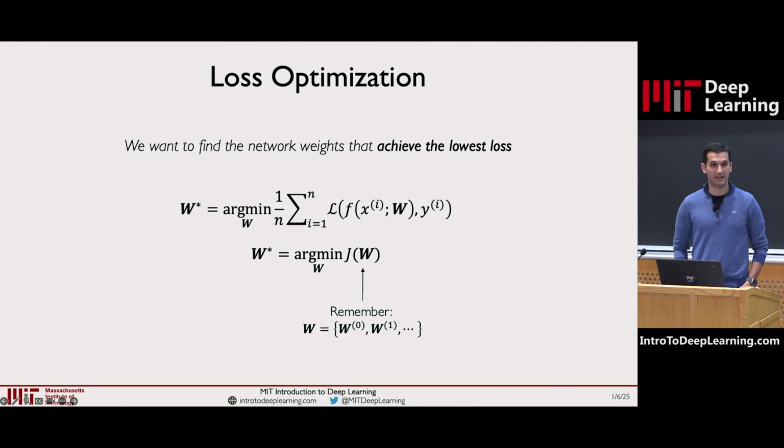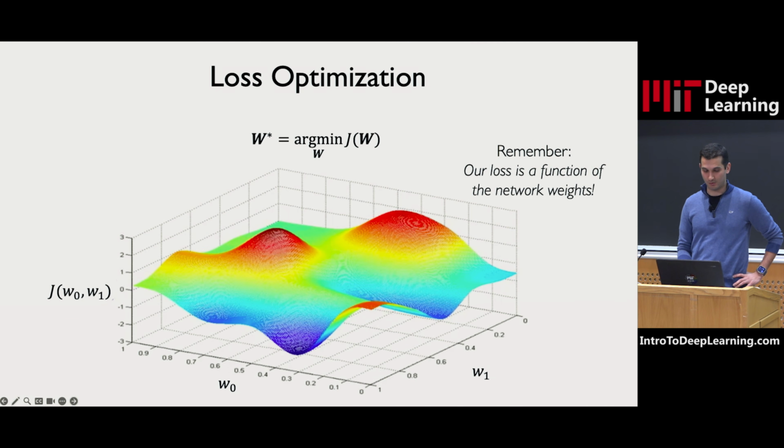Now, remember that W, weights, is just going to be a collection of all of the weights in our entire model. So it's the weights from every single layer in our network. We're just going to combine those into one piece. And those are the weights that we're going to try and optimize over.